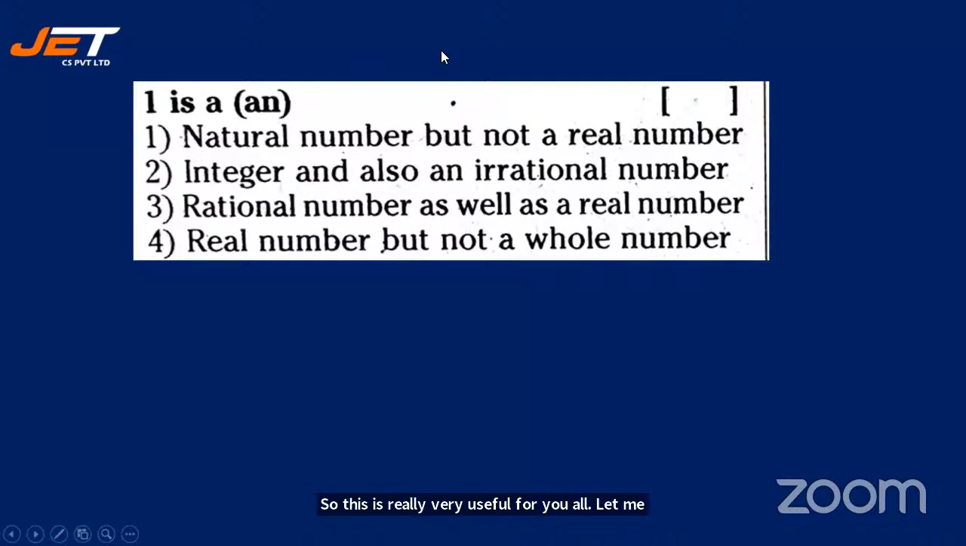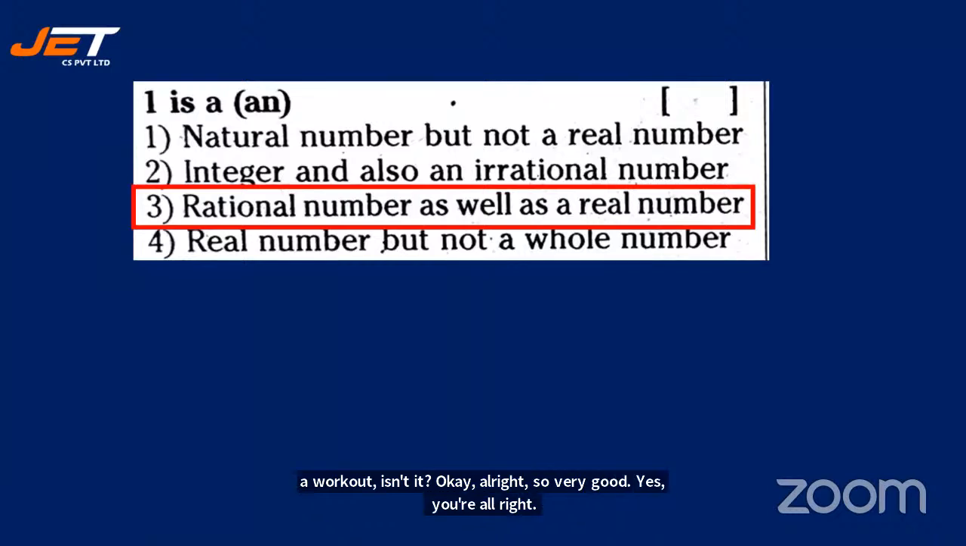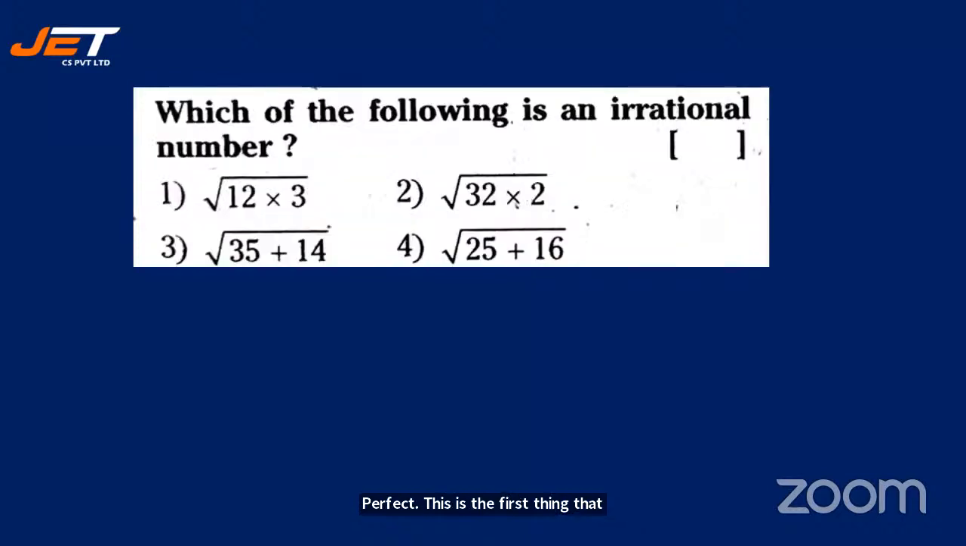Let me see how many of you are giving me your answers. Yes, almost everybody says 3. This does not require any time to work out, isn't it? Okay, very good. Yes, you're all right. Option 3 is the right answer because 1 is a rational number and it is a real number. Perfect. This is the first thing that we told you when we started this chapter. All right, now let's move on to the next question.